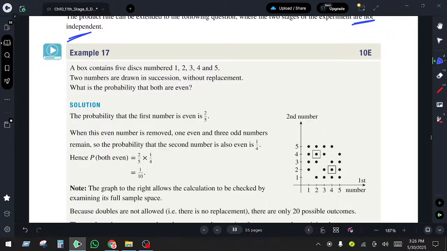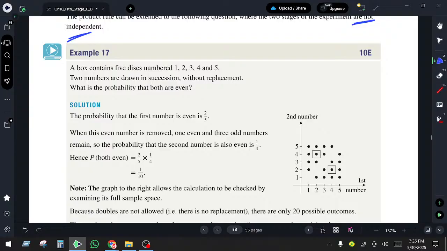So I'm just folding. So I have 5 disks: 1, 2, 3, 4, 5.